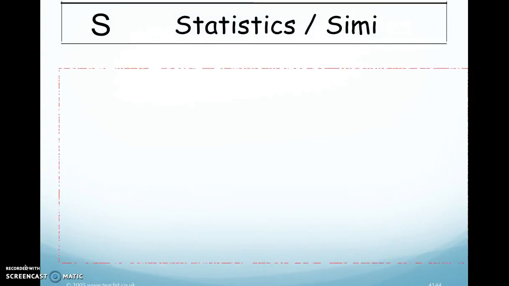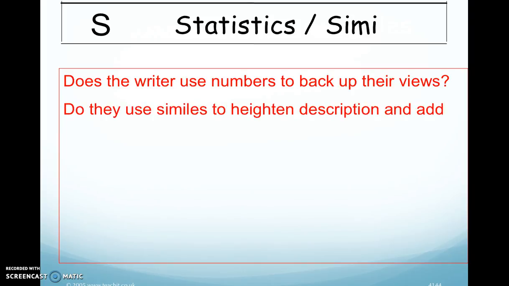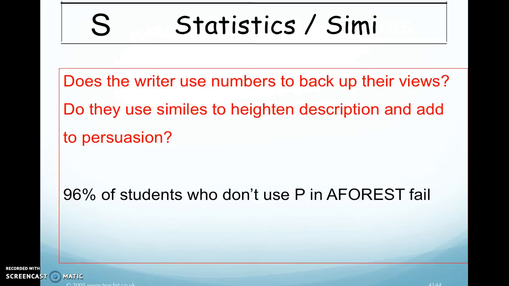S is for statistics. Not quite sure why we've got, that should be simile up there in the header next to statistic. We're missing the L. Oh, the L-E-S is there, it's just in white, so it's very difficult to see. So that does actually say statistics and similes. So statistics are pretty obvious. You're looking for things like numbers to back up views. 1 in 10 people surveyed said this about that. And similes being used to heighten their description and add to the persuasion.